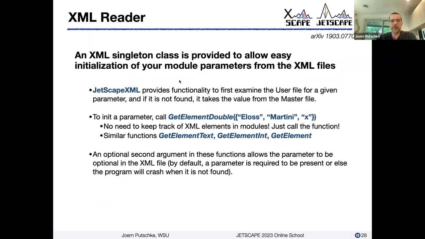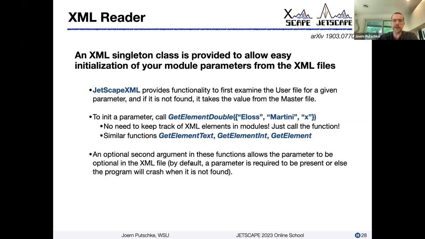For the XML part, I want to briefly point out that we provide a singleton class, which allows easy access to all the module parameters from the XML files. It's called JETSCAPE XML, and you can ask, for example, for get element in double format, get element in text, get element in integer and so on. You basically provide the broad module class, so energy loss, E-loss or initial state, the name of your module, in that case Martini, and what parameter you want to get, in double format, X. And you can do this for all the different possibilities and things you can store in an XML.